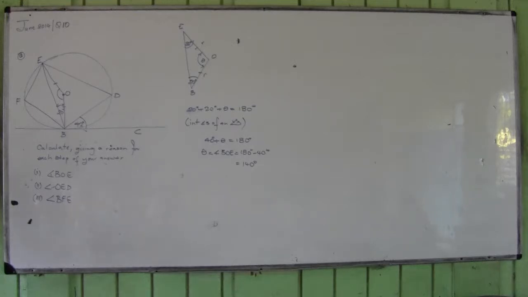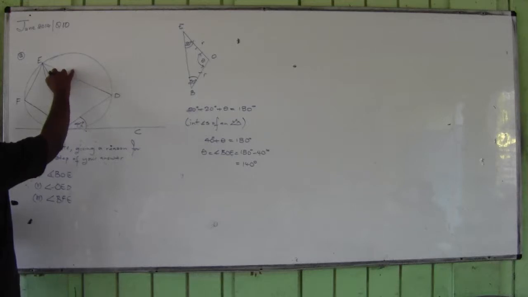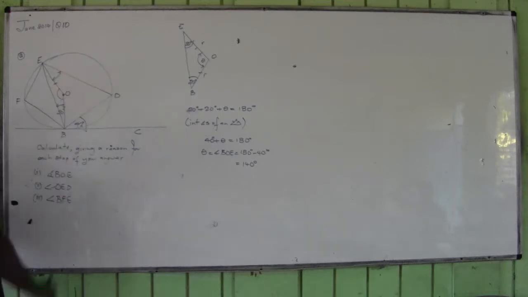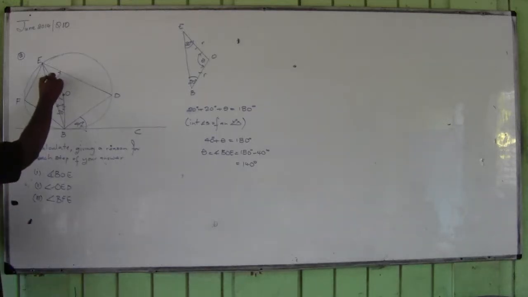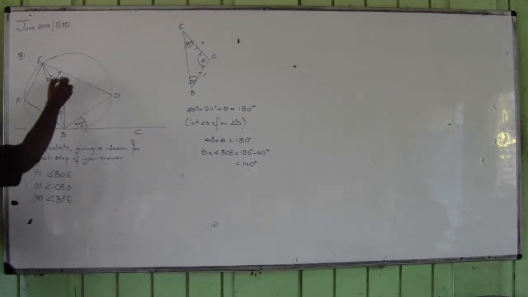What did they ask for next? Angle OED. They want this angle here. You agree? Yes. Alright, here's what I'm going to tell you. We already know that this angle is what? That angle is 20. Now, see this angle here?